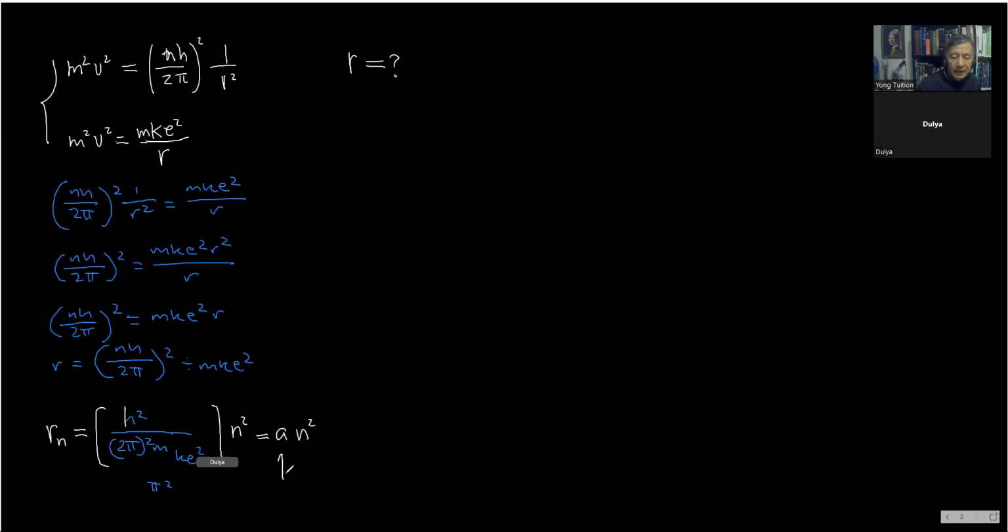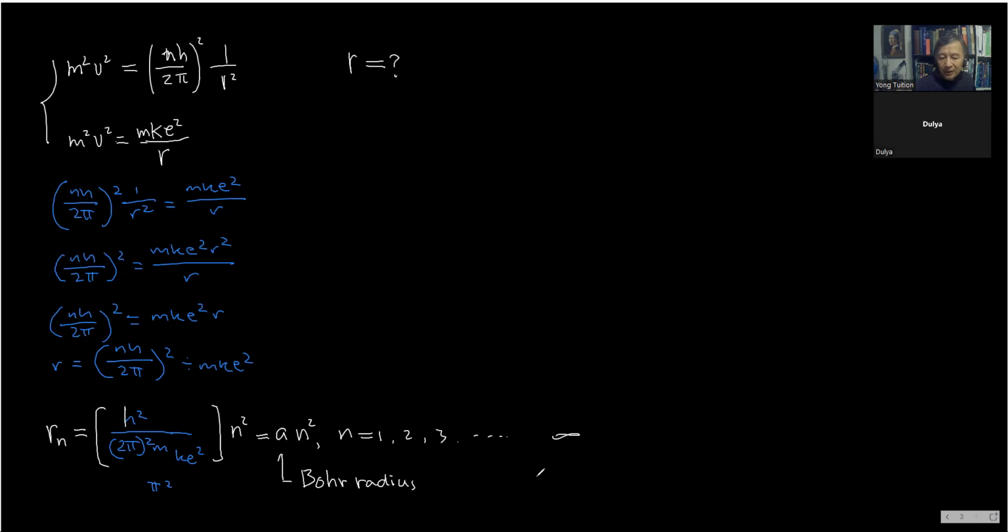So this is called the Bohr radius, named after him. That is the shortest radius, or shortest distance from the nucleus. And by the way, do you remember what the range of n is? Integers. 1, 2, 3, and so on. You see? Even going to infinity.